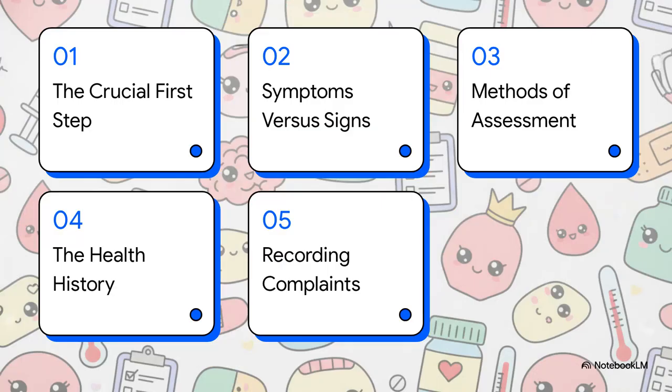To solve this mystery, we'll be following a clear roadmap. 1. The crucial first step. 2. Symptoms versus signs. 3. Methods of assessment. 4. The health history interview. And 5. Recording the chief complaint.